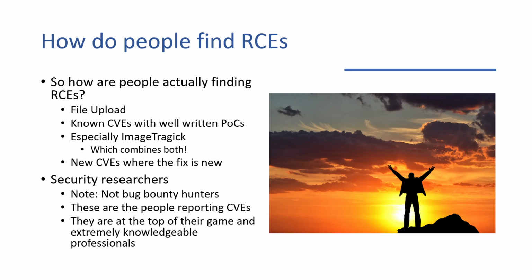So, in summary, how do people find RCEs? So, how are people actually finding RCEs? File uploads, known CVEs with well-written proof of concepts, especially Image Tragick, which is both. You have a file upload and a well-known CVE. And people find new CVEs where the fix is kind of new, like Citrix.